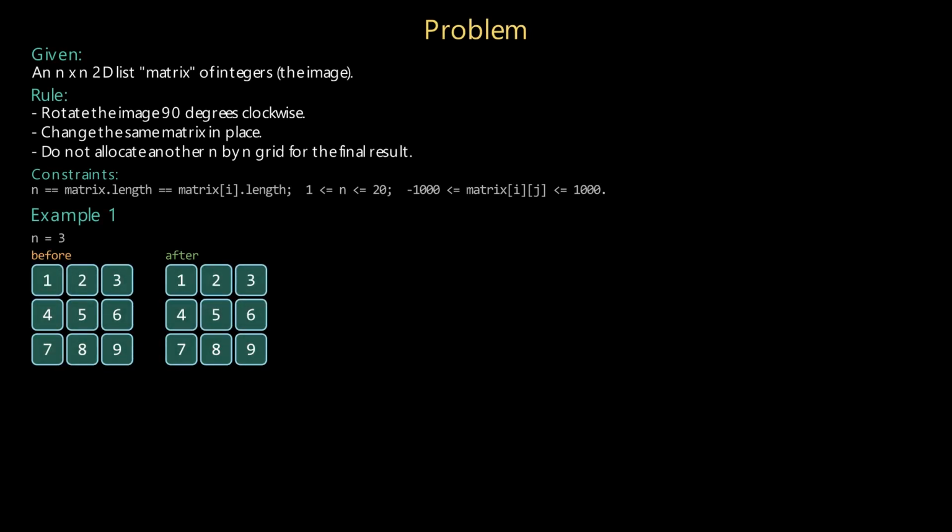You are given an n by n integer matrix. Rotate it 90 degrees clockwise in place, modify the same matrix. Do not use a second n by n matrix to hold the final picture. Example 1 is 3 by 3.